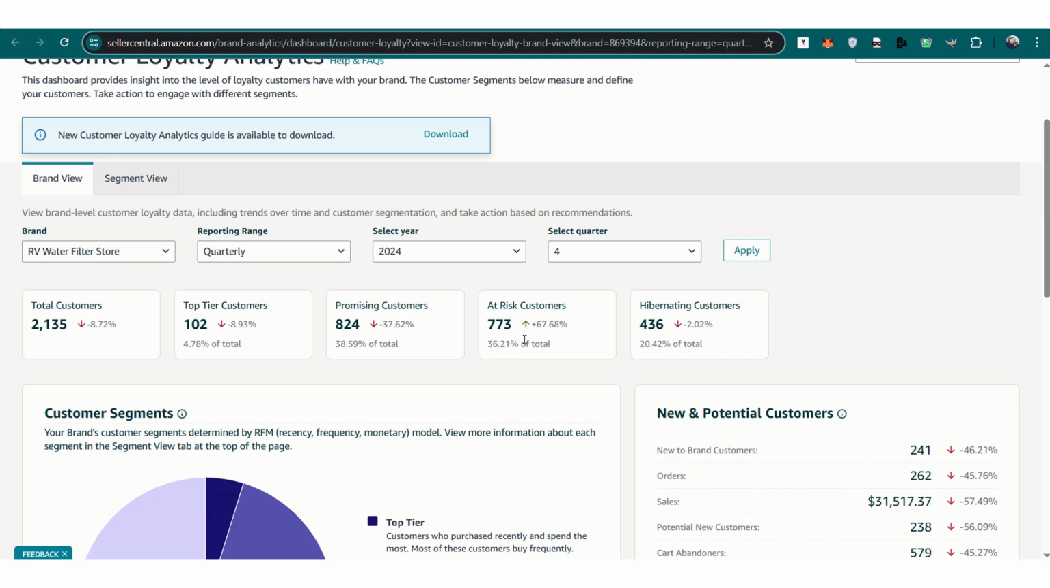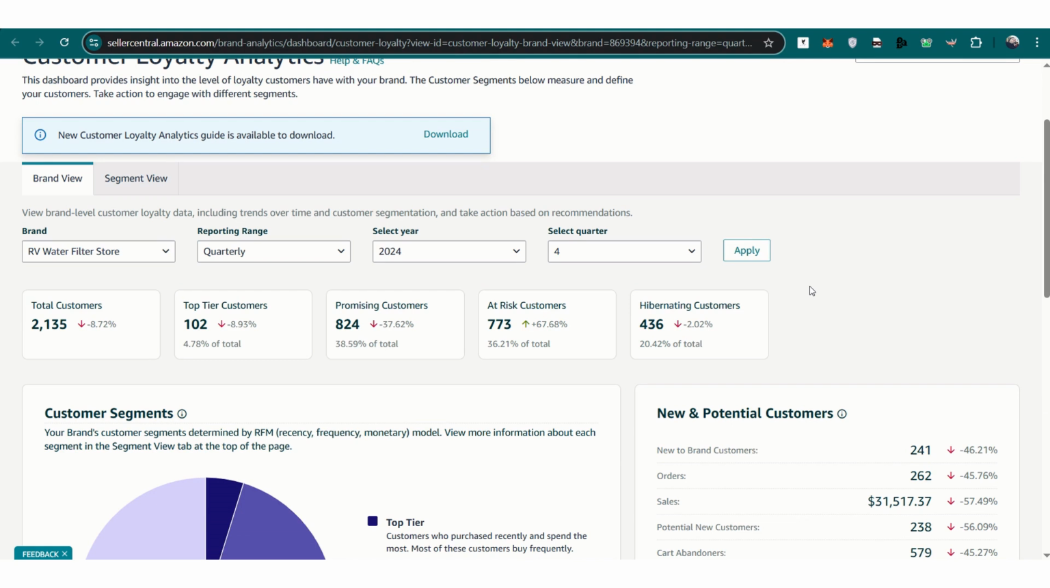At-risk customers are another segment to pay attention to. These are customers who were previously active but are now showing signs of declining engagement. Offering incentives such as discounts, special bundles, or even restocking reminders through ads can help reduce churn and increase retention.